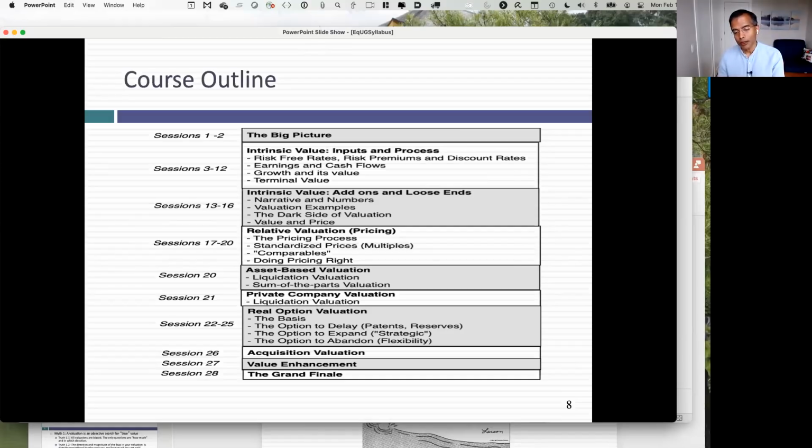Intrinsic valuation, pricing. And then we're going to close off the technical part of the class by talking about how we value these real options: a young biotech company, undeveloped natural resources. As a closer to the class, I'm also going to talk about valuation in the context of acquisitions, where 2 keywords come up: control, synergy.